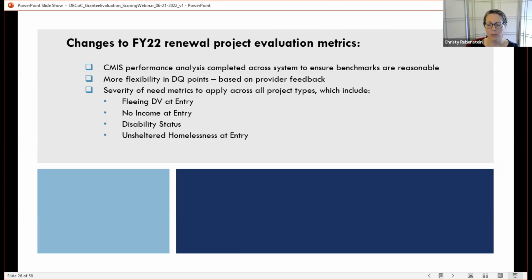And then severity of need metrics were applied across all project types. So there used to be sort of like two applied to PSH and two others applied to the other project types, but now we're just applying them to all. And you'll see that the point values and the thresholds, the point values I think are the same, but the thresholds are really where we have maybe some differences when it comes to project type.